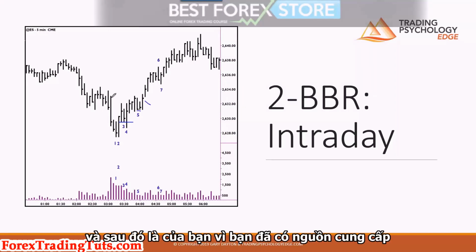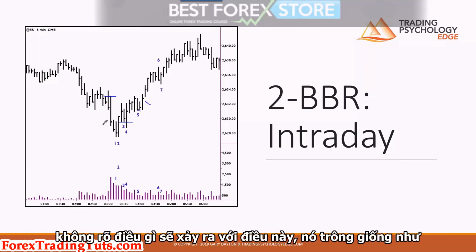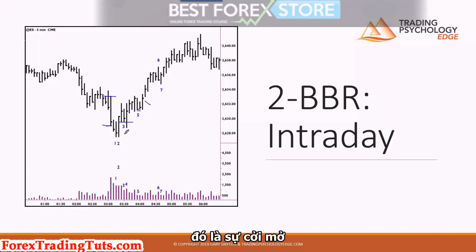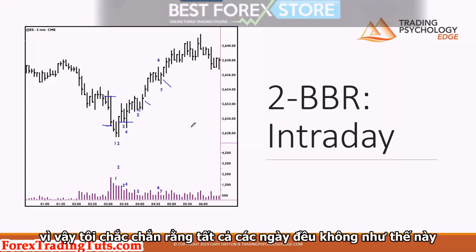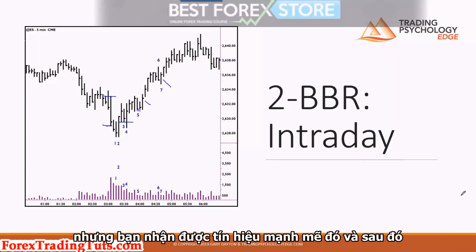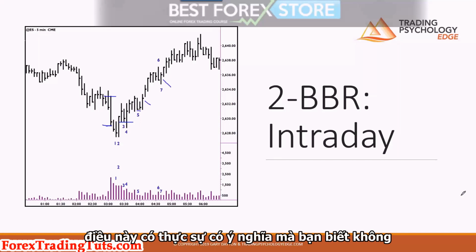And then because you've got supply over here, it's unclear what's going to happen. It looks like it's the open of the European session, right after the open of the European session. Another opportunity to buy in here. So I'm sure all days aren't like this, but you get that strong signal, and then all of that starts to happen. So does this really make sense?